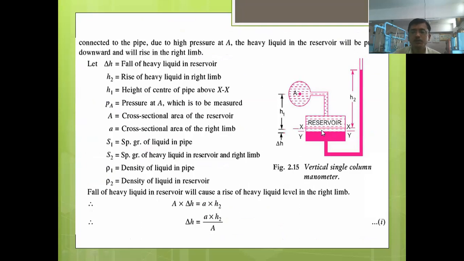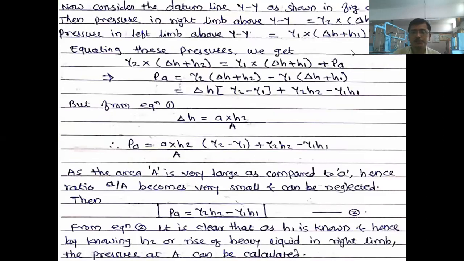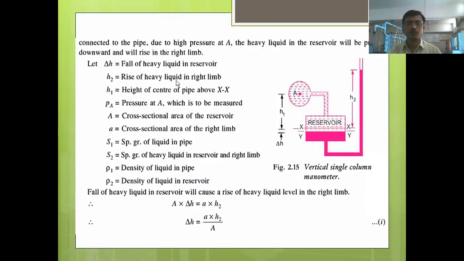So equating both, in the right limb and left limb, what are the pressure heads? First one will be H1, then HA will be there, then H1 S1, and then delta H. That also we have to consider in the equation. Or instead of taking pressure head, the equation can be derived by considering the pressure intensity directly. The pressure intensity in the left limb must be equal to the pressure intensity in the right limb above the datum. Equating these two pressures, above YY, what are the pressure intensities?